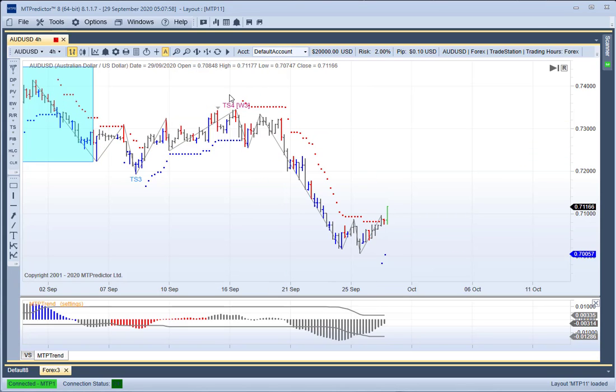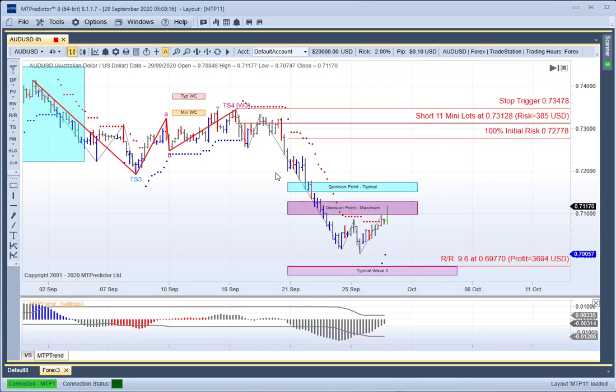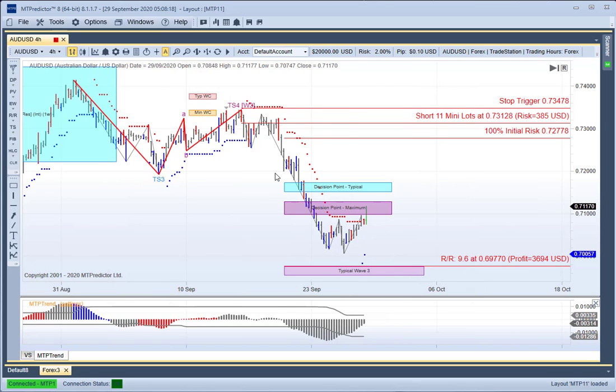But the setup I want to look at is this one here. Can you see how the large degree trend is now down because we're coming off this higher time frame resistance area? That's why we're looking for sells. Our MTP trend agrees with that, being red or black, indicating the large degree trend is down. So now we right mouse click over the red sell bar, do analysis, and this gives us our potential trade.